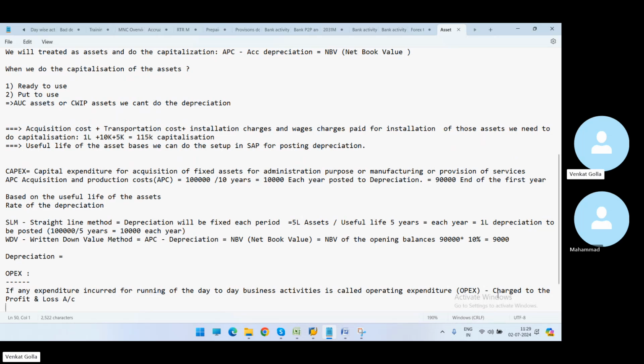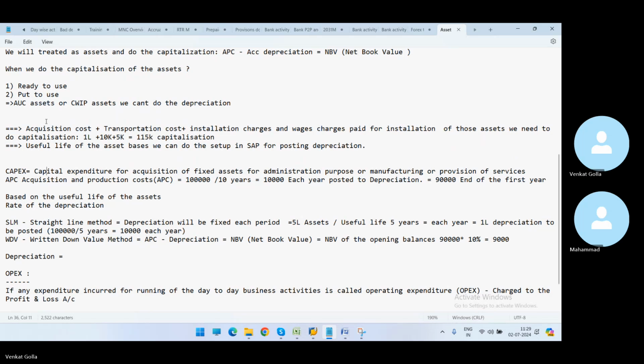This operating expenditure we need to charge to the P&L account. Where it comes to capex, capital expenditure, we will move it to the assets, and those assets will show in the balance sheet. Capex shows on the balance sheet, while OPEX shows in the P&L, because the asset gives the benefit to the company based on the useful life of the asset.